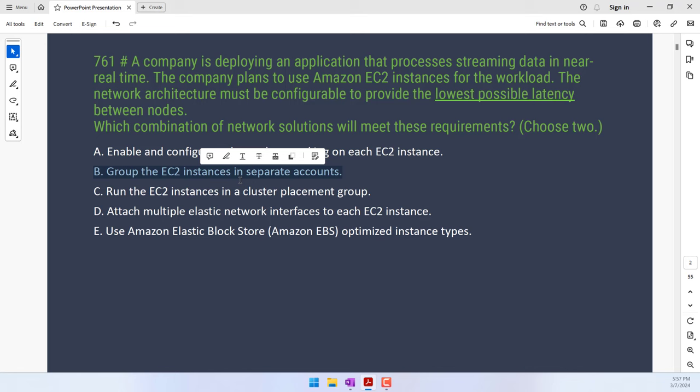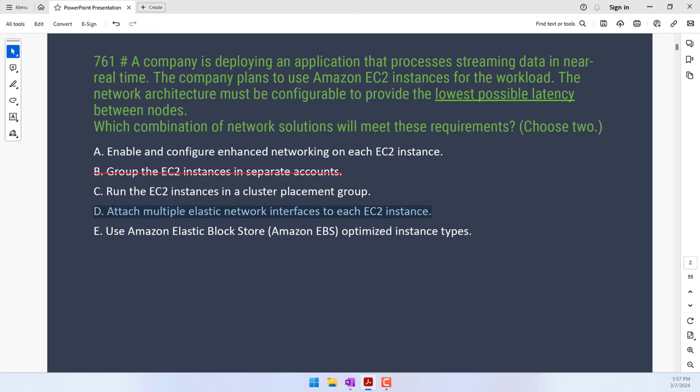Group the EC2 instances in separate accounts. Well, grouping instances in separate accounts doesn't necessarily contribute to low latency networking. It's more related to organizational and access control considerations, right? Separate accounts, nothing to do with low latency or latency in general.